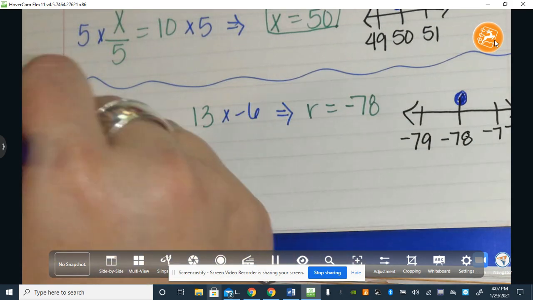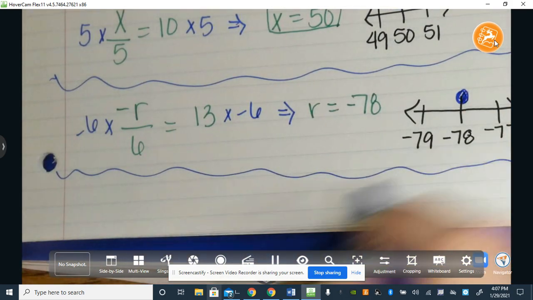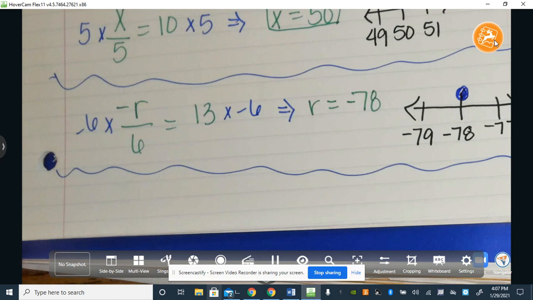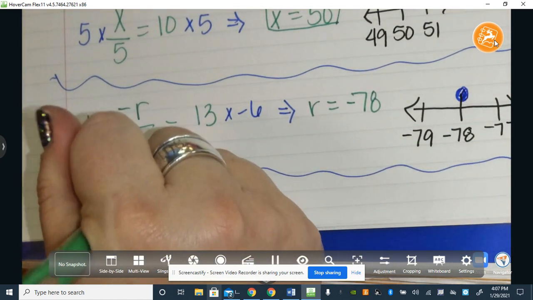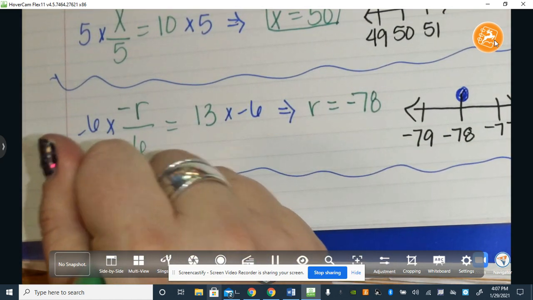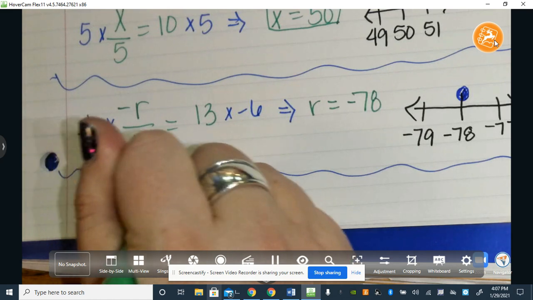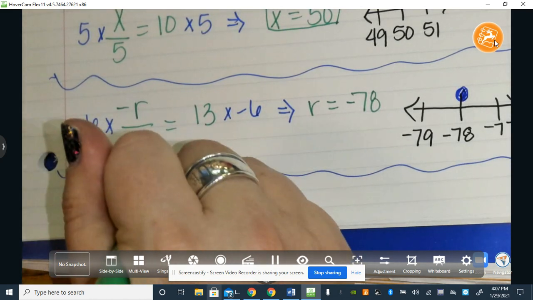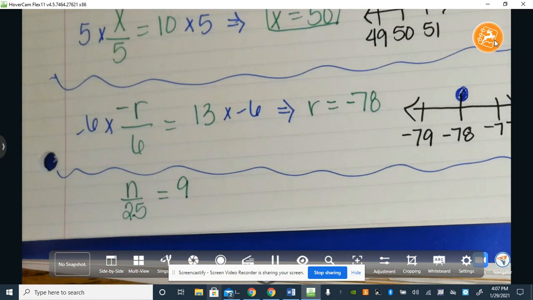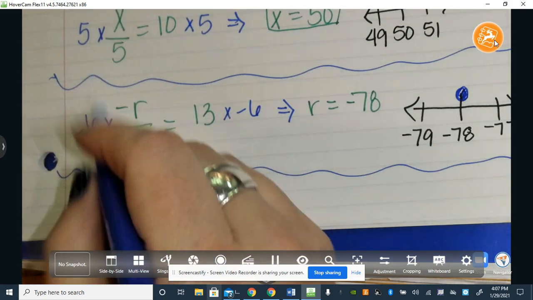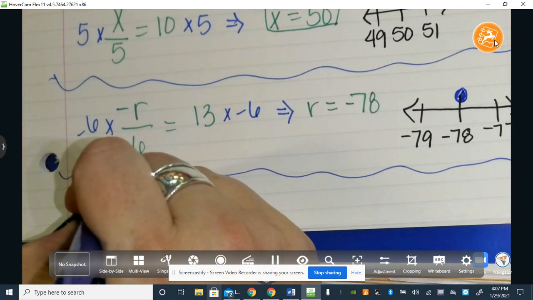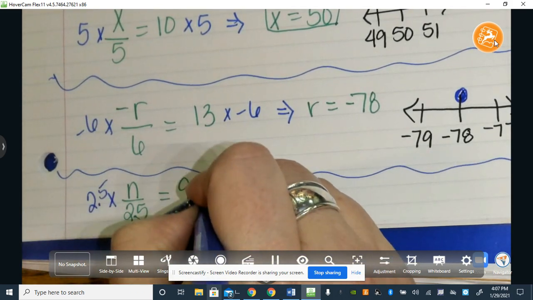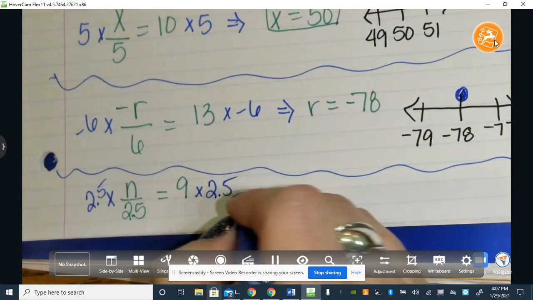And the last one, remember, equations don't discriminate. Sometimes you may have decimals. N divided by 2.5 is equal to 9. So there may be a decimal. Same rules apply. I have dividing by 2.5, so I need to multiply by 2.5 on each side.